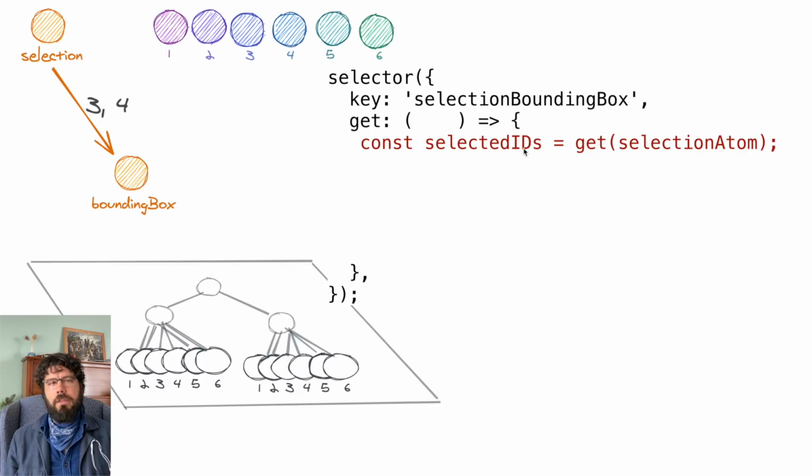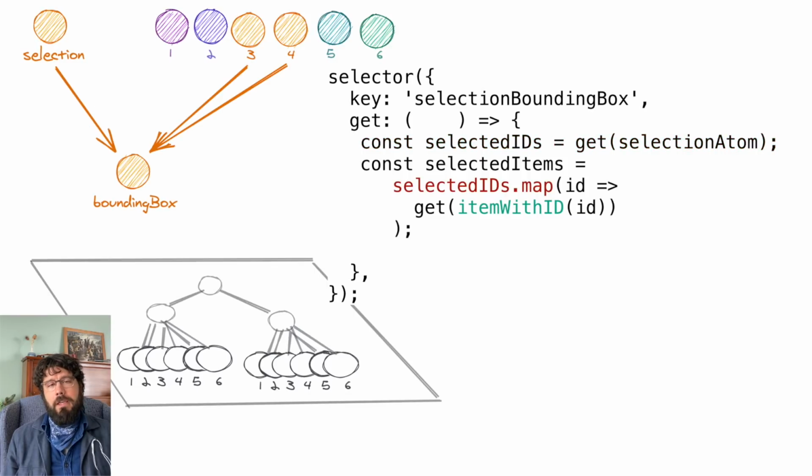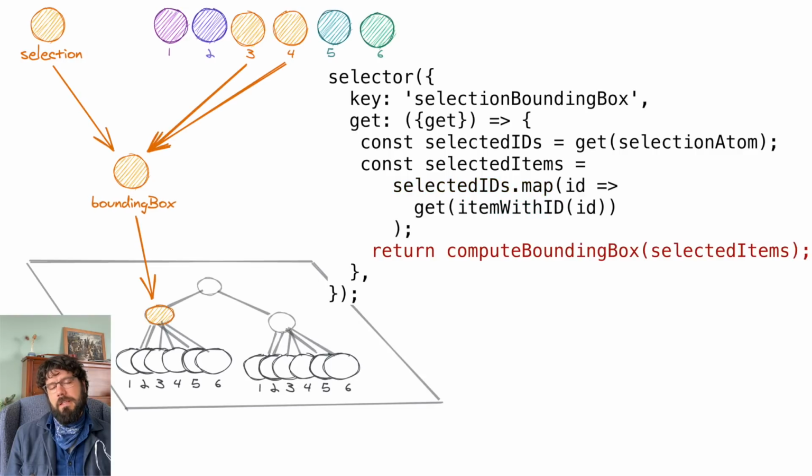We're just going to get its value. Let's say that it's 3 and 4. We need to get the state of item 3 and item 4. So we're just going to iterate over selected IDs and map it to get item with ID. That's the function from before, so that returns an atom. We're just going to pull in specifically the atoms that actually affect the bounding box given the current selection. And then we're just going to compute the bounding box based on that information that we got.